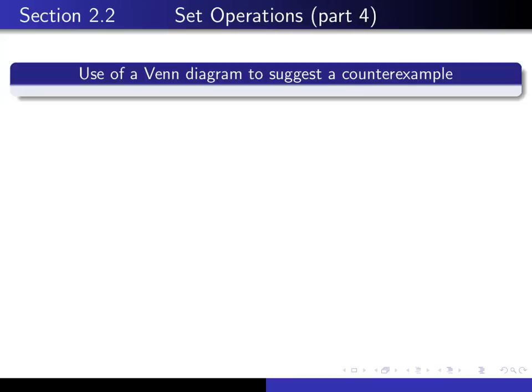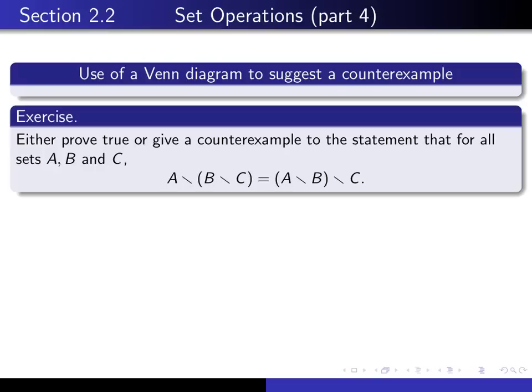This is part 4 in our series of lectures on section 2.2. And in this one, we're going to show how to use a Venn diagram to suggest a counterexample to a given problem. So here's the exercise we're going to consider.